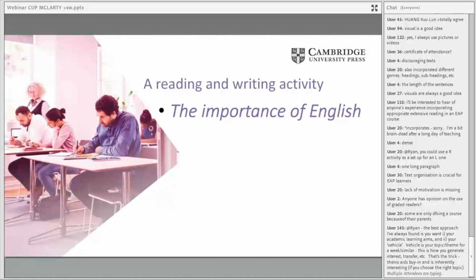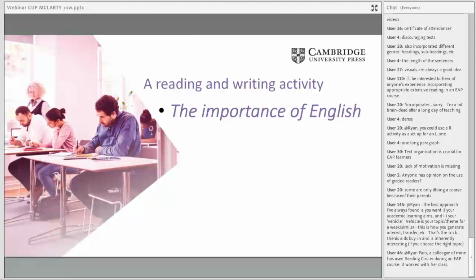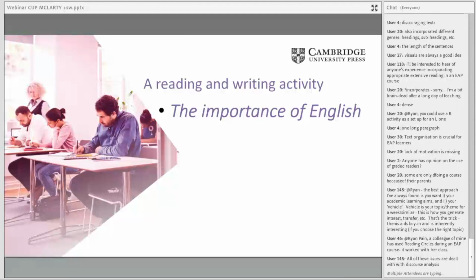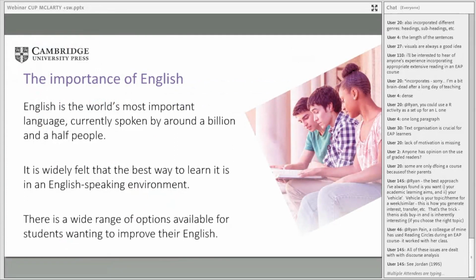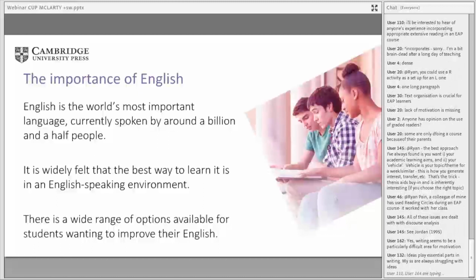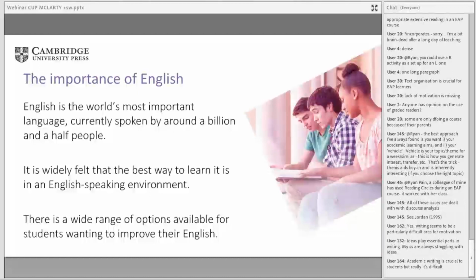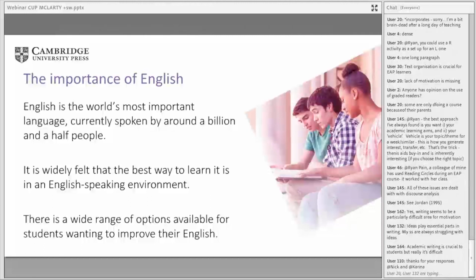A brief activity just to show you one way of getting into the importance of topic sentences, for example, is this little activity we've got here. This is called the importance of English. And rather than give them the whole text to build, we provide them with some scaffolding, as I've already talked about. So here we have 3 sentences, which actually we dictated to the students. English is the world's most important language, currently spoken by around 1.5 billion people. Second sentence, it is widely felt that the best way to learn it is in an English-speaking environment. And the third sentence, there is a wide range of options available for students wanting to improve their English.